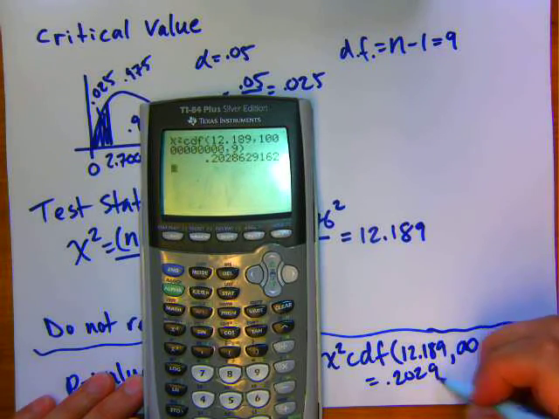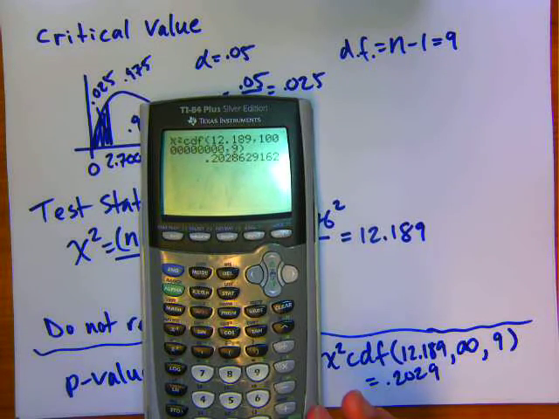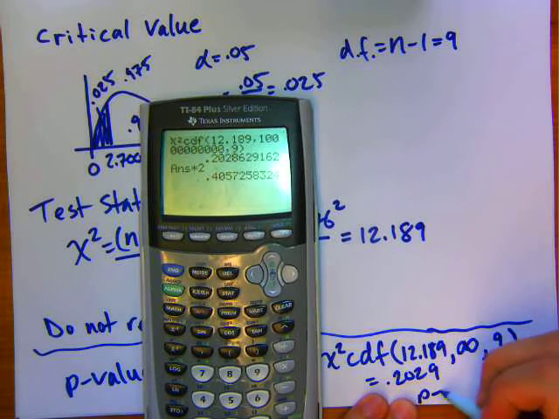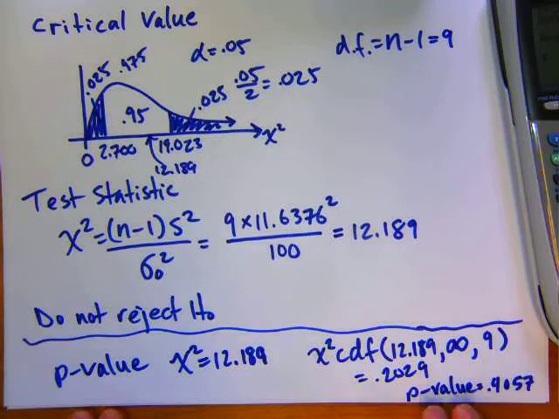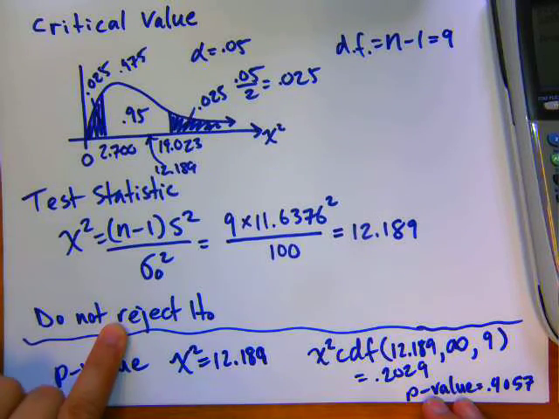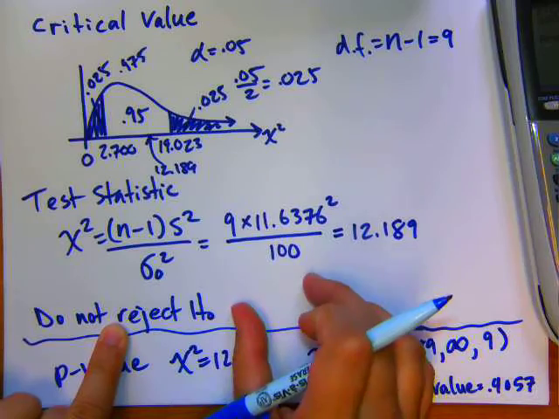But that's just one of the tails, and we have a two-tailed test, so I'm going to multiply that by 2. So our p-value is going to be 0.4057. Anytime your p-value is bigger than alpha, you do not reject the null. So this 41% approximately is much bigger than 5%, so we would have do not reject H0. Same thing we got with the traditional method.